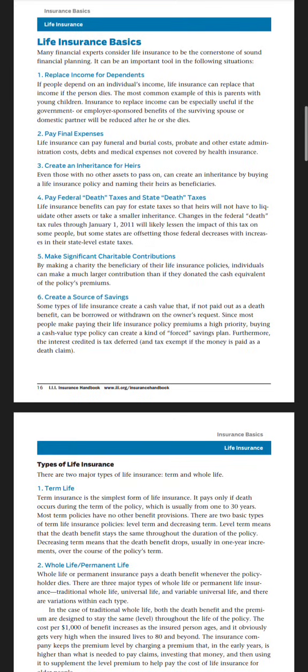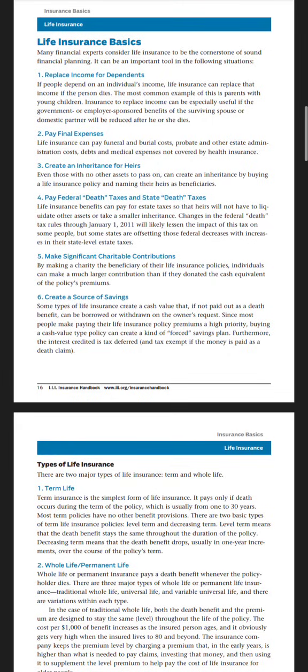Pay federal death taxes and state death taxes. Life insurance benefits can pay for estate taxes so that heirs will not have to liquidate other assets or take a smaller inheritance. Changes in the federal death tax rules through January 1st, 2011 will likely lessen the impact of this tax on some people, but some states are offsetting those federal decreases with increases in their state-level taxes.